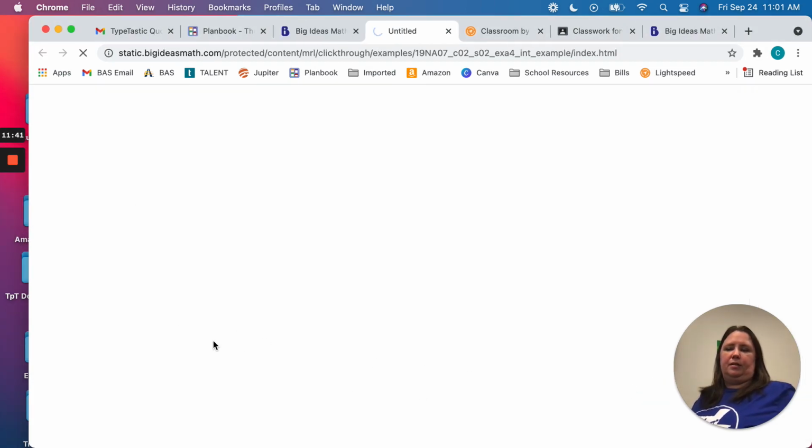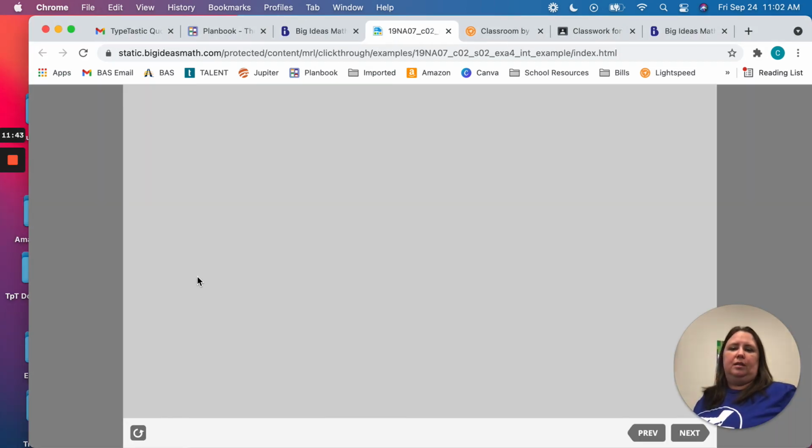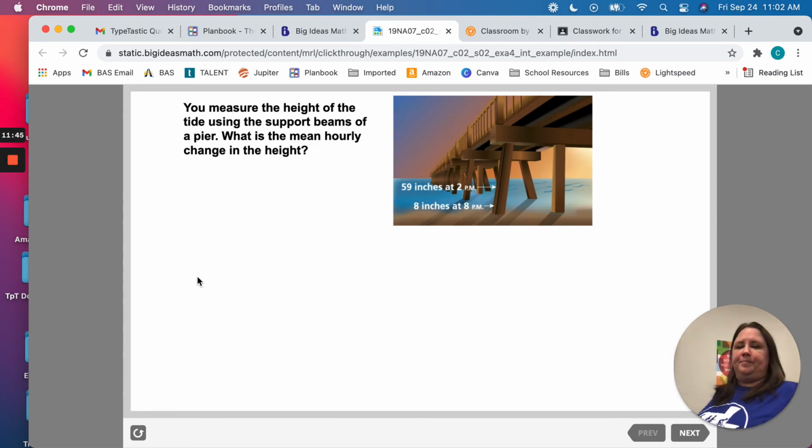Example 3, right? Okay, you ready? You measure the height of the tide by using support beams, that's these right here, of a pier. To see how high the water rises during sunrise and sunset. It says, what is the mean hourly change in height?